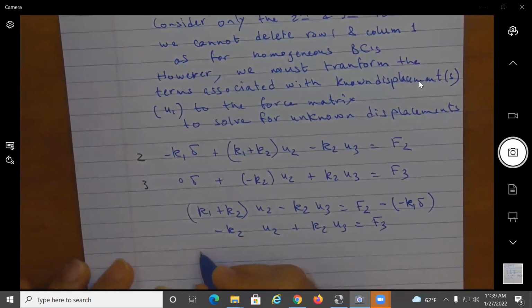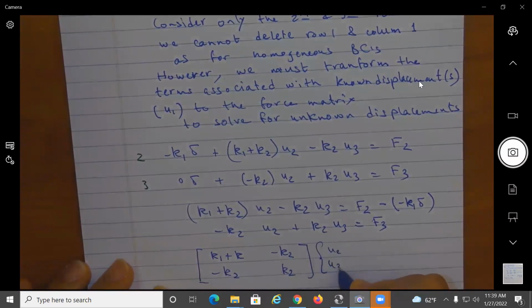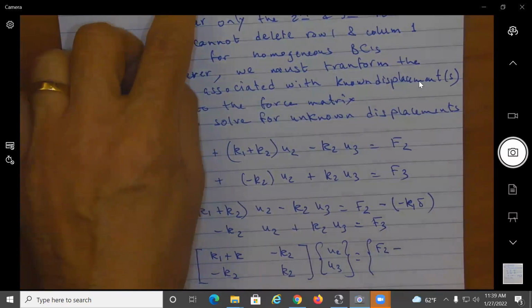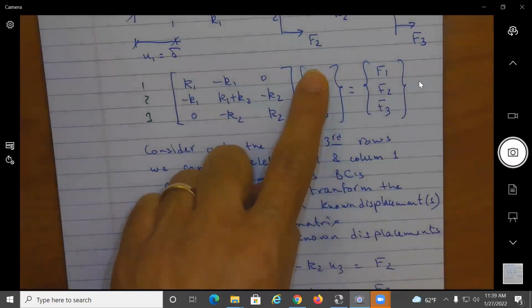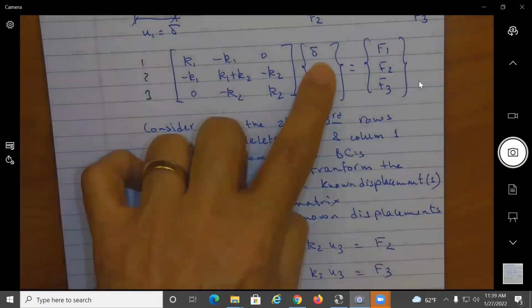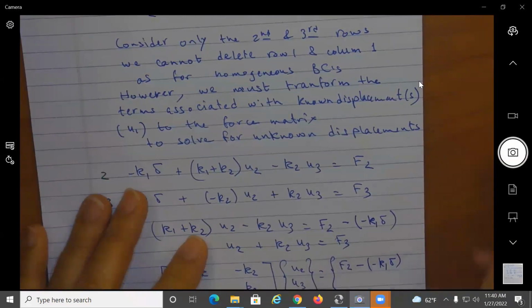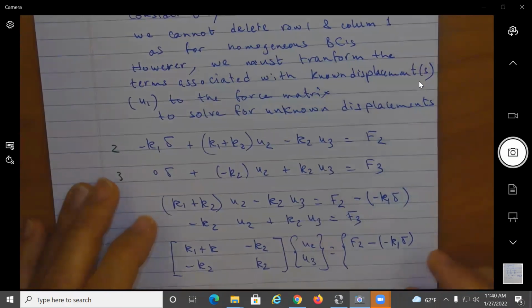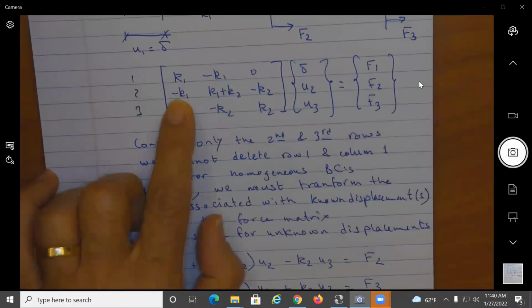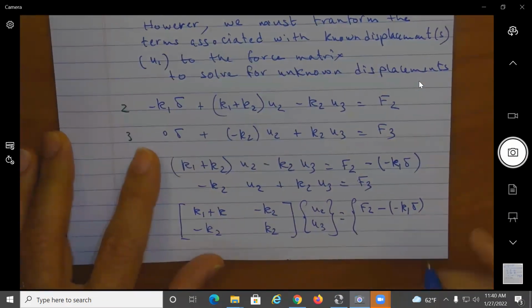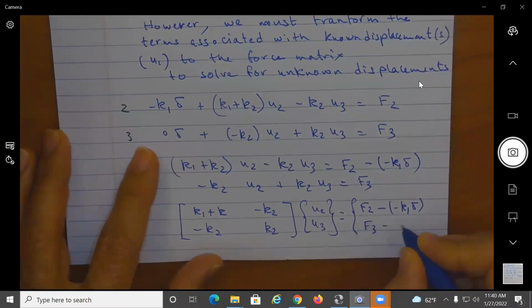In matrix form, I can still write that as K1 plus K2, minus K2, minus K2, K2, multiplied by U2 and U3. And I will say this is equal to F2, and I am subtracting the element that corresponds to the first degree of freedom in row 2 times the known degree of freedom delta. So minus a minus K1 delta, and the minus inside the bracket here is coming from this minus. So I'm not adding that. I'm just subtracting the element 2, 1 times this degree of freedom. And here I have F3 minus 0, just happened to be 0.